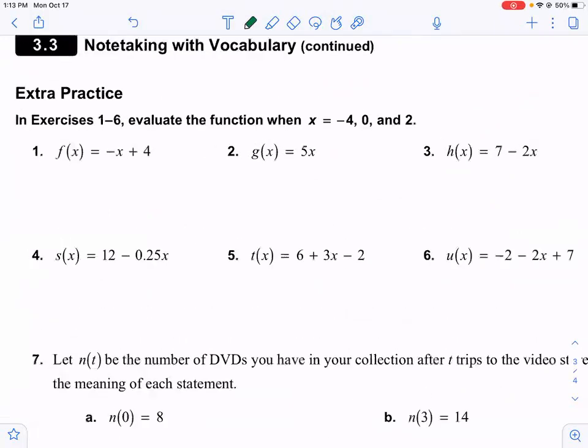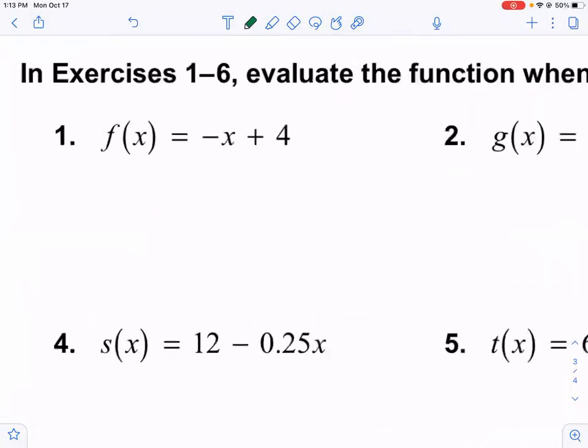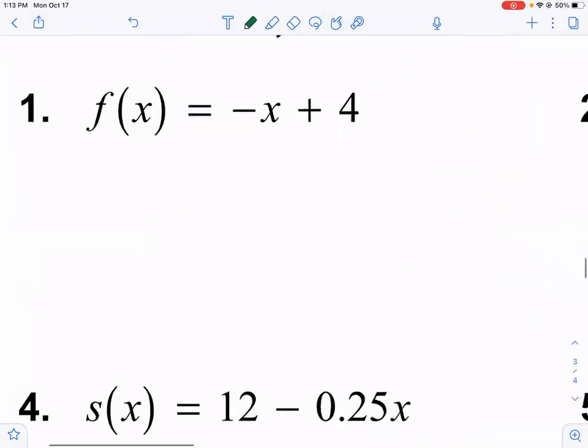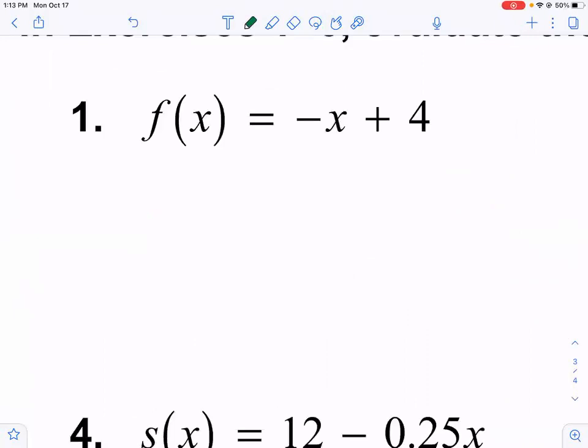All right, so let's look at number 1 on this next page. Number 1, f of x is -x plus 4. The first thing that I want us to calculate is when x is -4. So I want to know f of -4. We're going to plug -4 into the machine. The machine is just our equation, and it's going to give us an output.